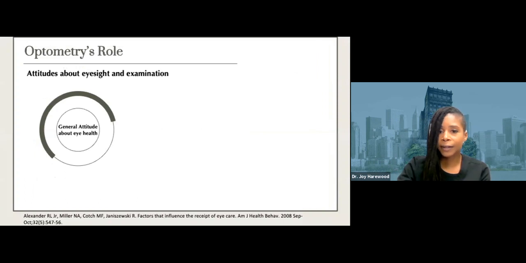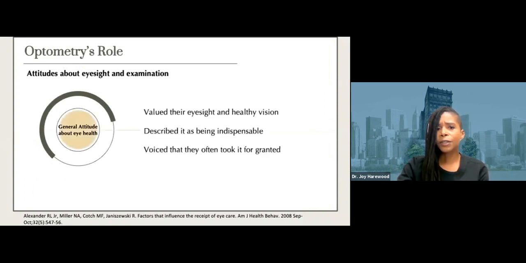In terms of the actual study, they wanted to know people's attitudes about their eyesight and their vision. What they found is that people highly valued their eyesight, and they thought it was vital and indispensable to living on a day-to-day basis. However, they voiced that they usually took it for granted. Many people in the study said they didn't think they needed to have an eye exam, and they did not link eye status to health status. Many thought routine eye care is not necessary and not important if they felt that they could see well.